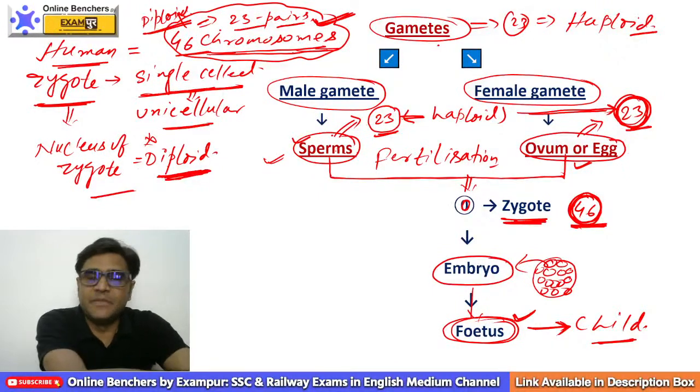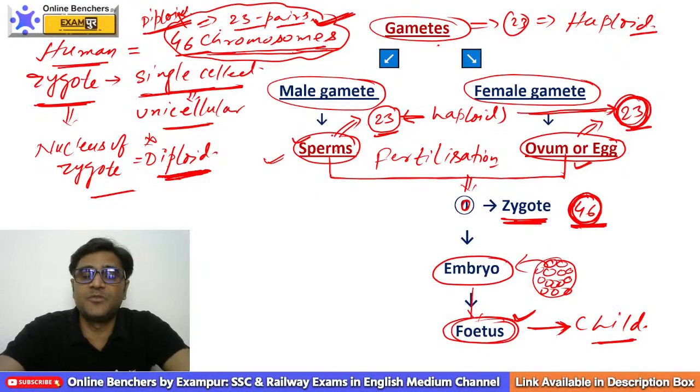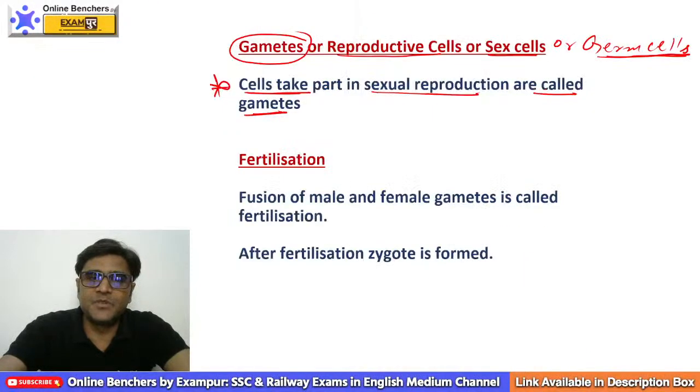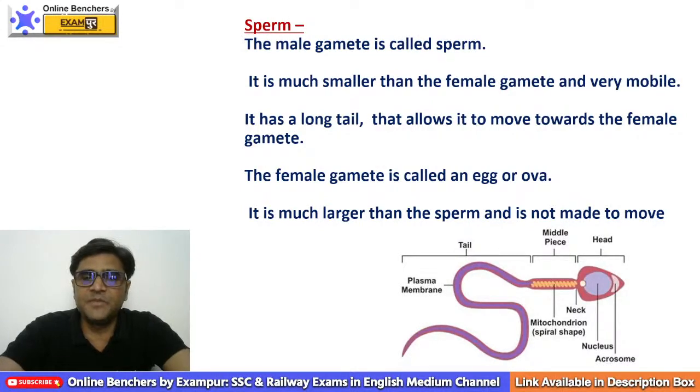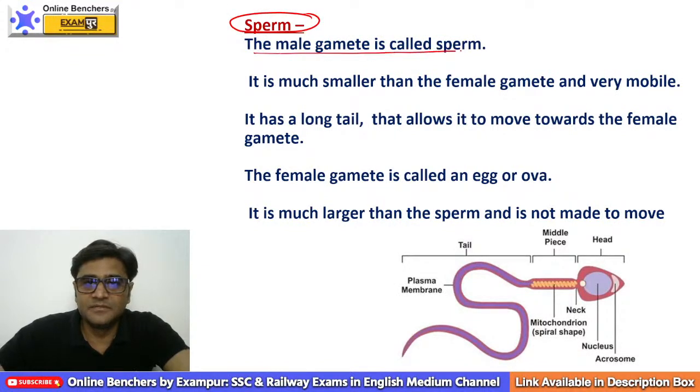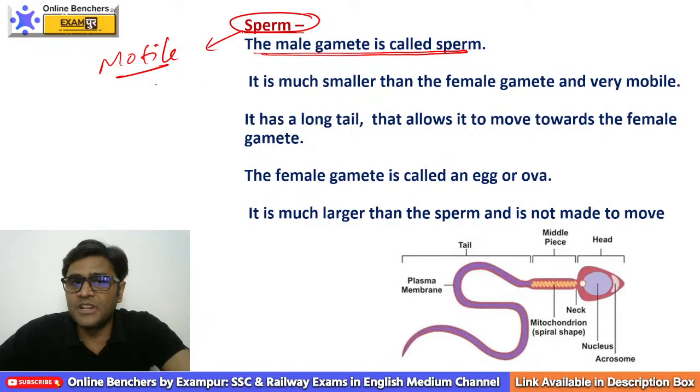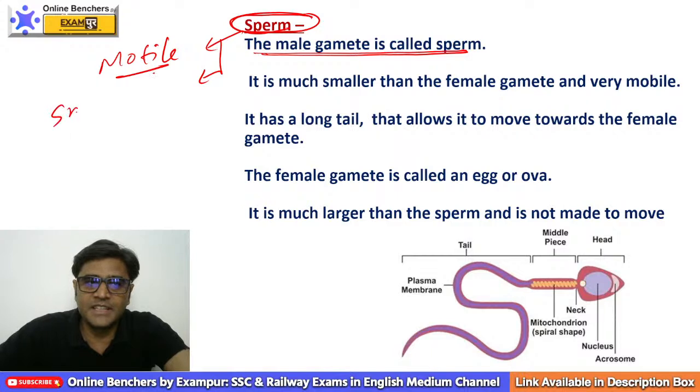Male gametes are formed in male reproductive system, and female gametes are formed in female reproductive system. So let us start with male reproductive system. Now please remember one more thing. Male gamete of human being is called sperm, and sperm can move. That is, sperms are motile. Motile means they can move, and it is smaller than ovum. When we compare with ovum, it is smaller than ovum.